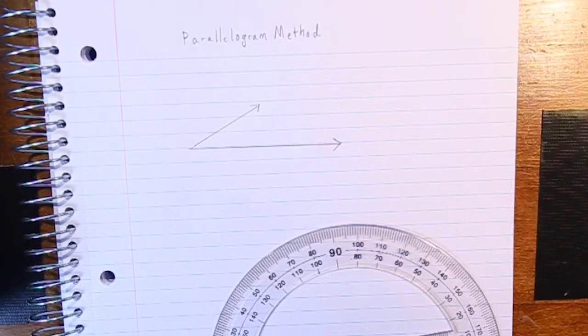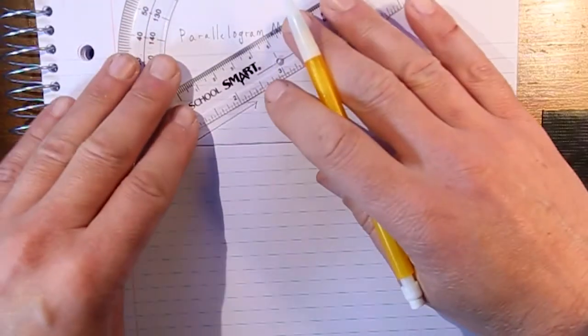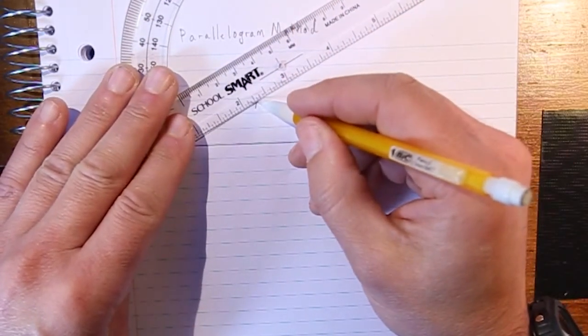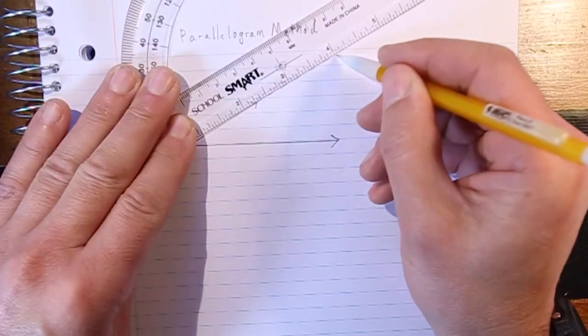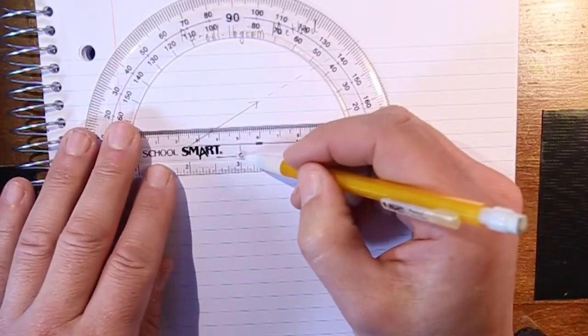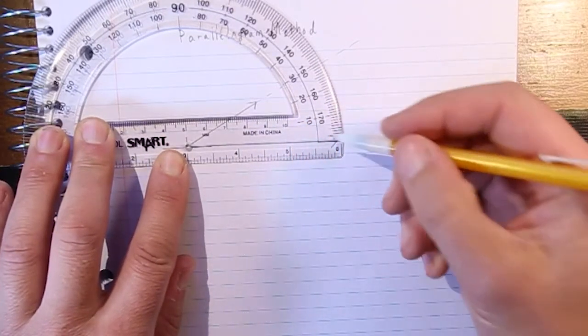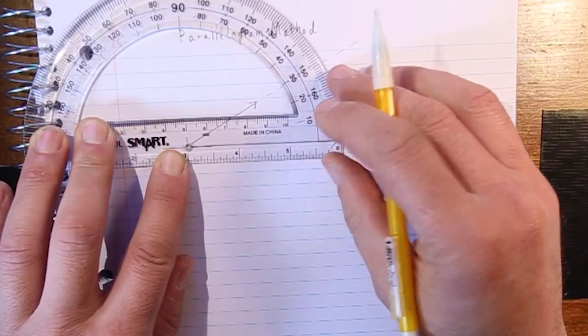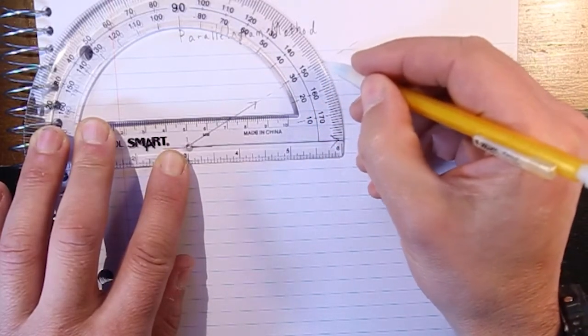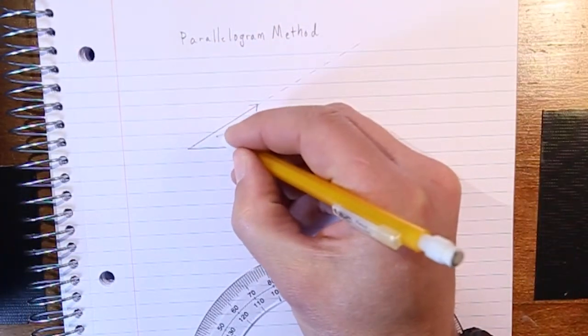Finally, we have the parallelogram method. The parallelogram method is used for finding the resultant of 2 vectors that are not at right angles to each other. So in this case, we have 2 vectors. I'm actually going to extend this vector out and then use this point right here at the tails. And then I'm going to line this edge up with this vector, and you can see I'm off a little bit, but it's about 30 degrees.